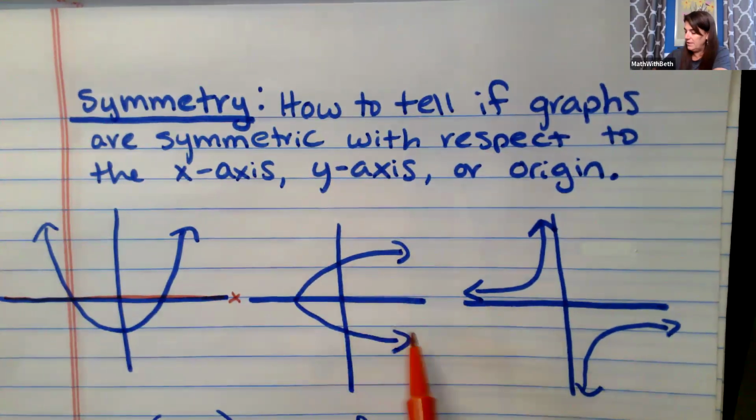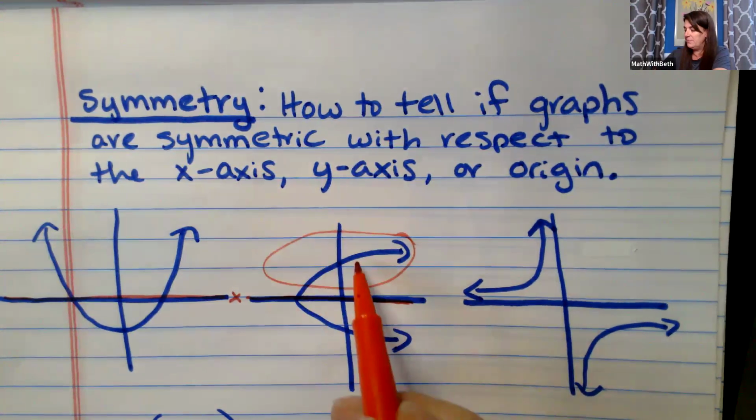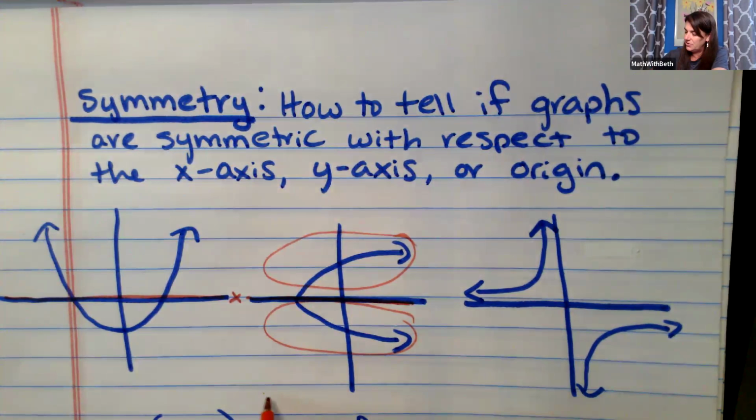But here, do you see that this line does look like it's cutting it in half? This, if it was flipped over, would be here. So this one has symmetry with respect to the x-axis.